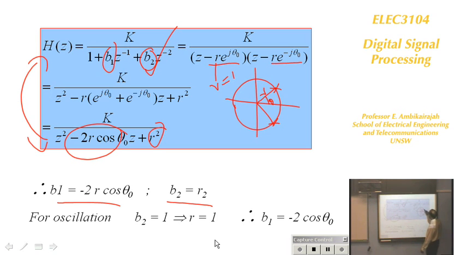And for oscillation, R equals 1, so B2 equals 1, because the poles have to be on the unit circle. And then B1 becomes this one. So that's the condition for oscillation. If you are given a structure and asked to find the condition for oscillation, that's how you do it.